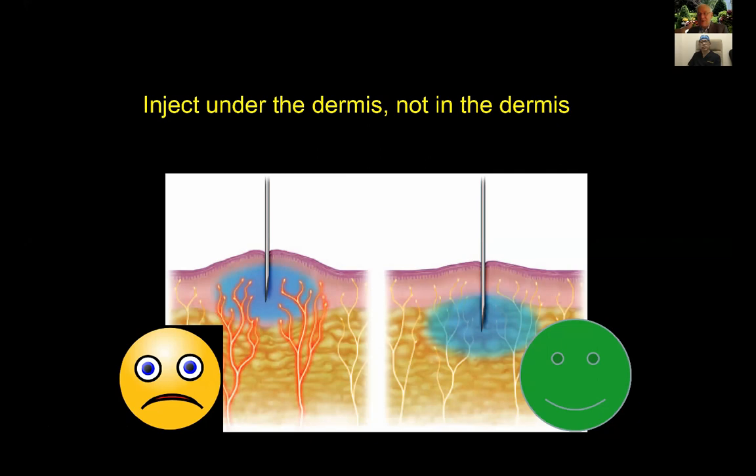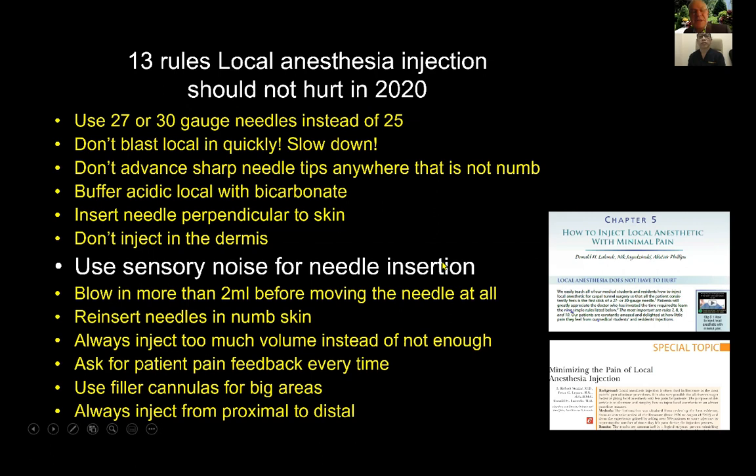When your needle site is numb, you inject at least 2 milliliters without even moving. Don't move a muscle. And just very slowly put that right there. And then your needle site is totally numb. When it's totally numb, now you can drop your needle down and blow slow before you go underneath the skin. So, sensory noise for needle insertion, we've talked about that a little bit when I showed you to use small needles.